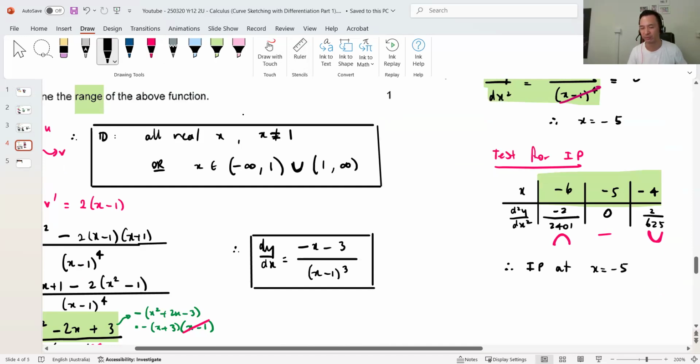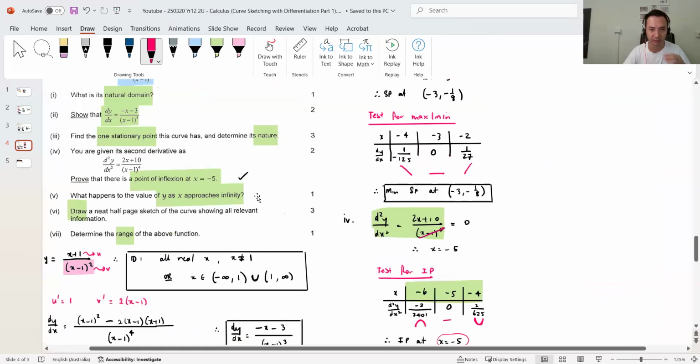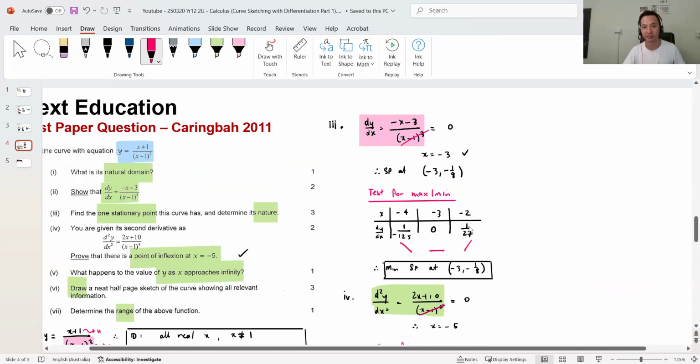They don't need you to get the y value, but you know what? We're going to be a little bit sneaky, and sort of go, that point there is -5 something, because I'll need it anyway. So when you sub -5 in, I think you get -1/9. All right, cool. Inflection point, I'm making good progress. Part 4 is done. Part 5, what happens to the y value as it goes to infinity?